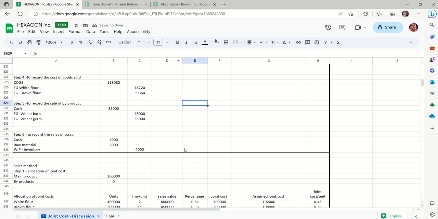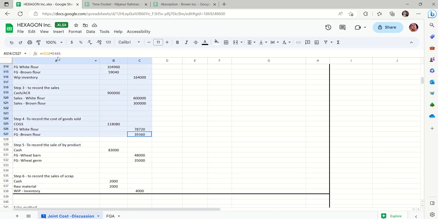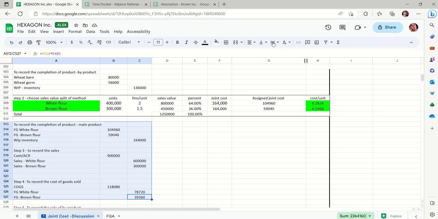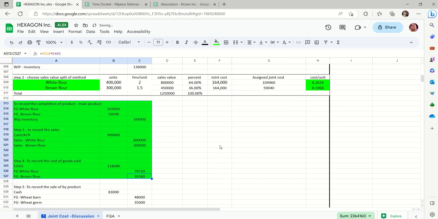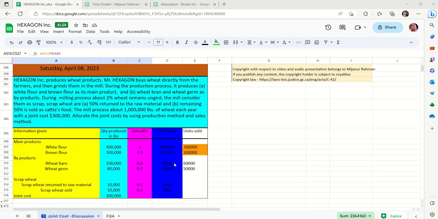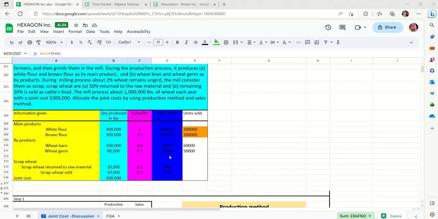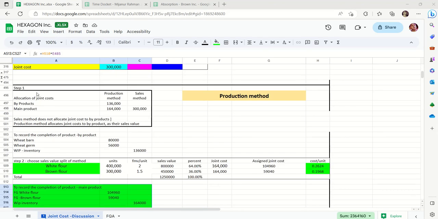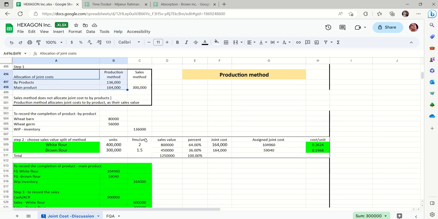Okay. Now we move to the part with respect to main products. I'm going to highlight that in yellow, or maybe we could choose green. Our main products are white flour and brown flour. First, in step one, once you find out the information, we allocate the joint cost between the main products and byproducts by using the production method or sales method.